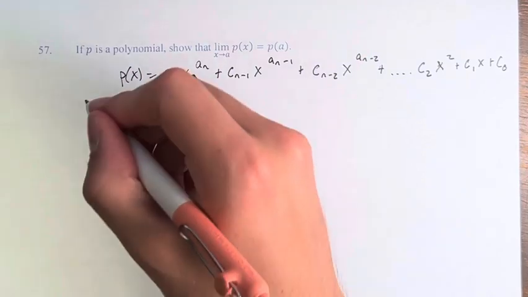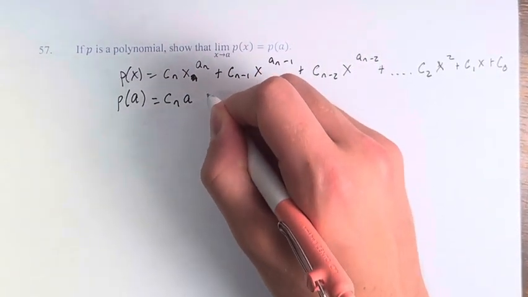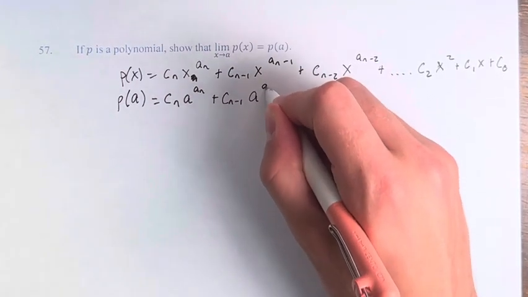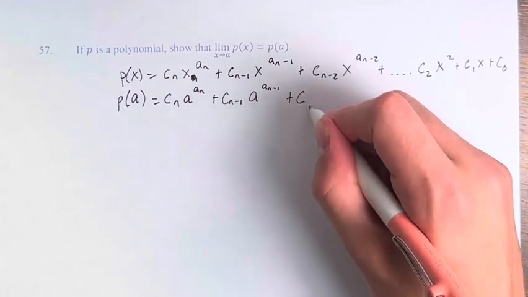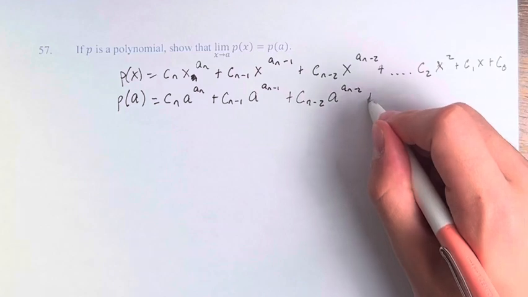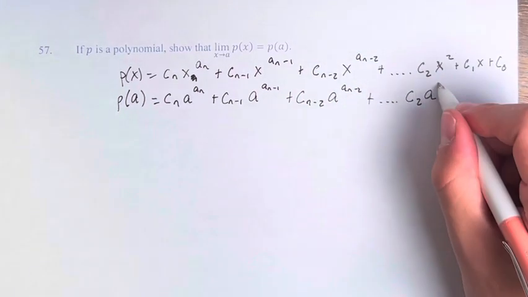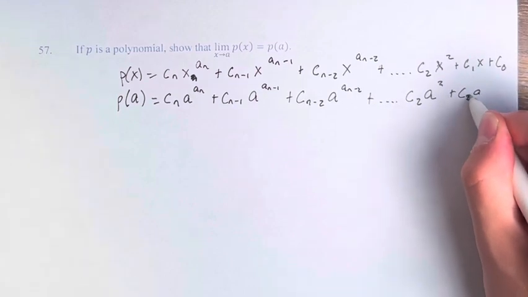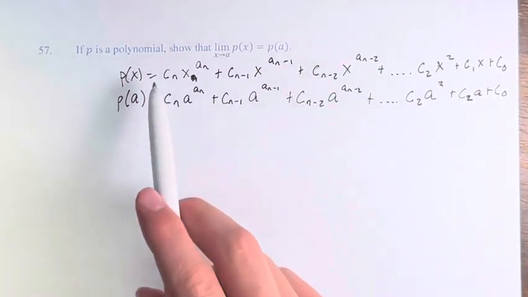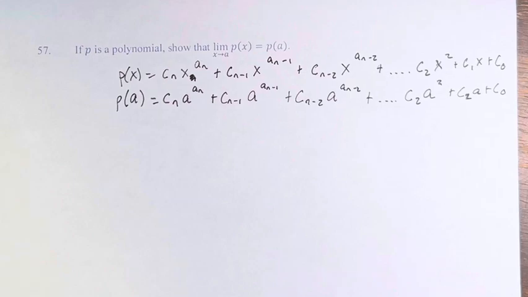And so p of a is just c_n a to the a_n, plus c_(n-1) a to the a_(n-1), plus c_(n-2) a to the a_(n-2), and so on, plus c_2 a squared plus c_1 a plus c_0. And this is just this exact thing, but we plugged in a for x because we're looking at p at a, where a is just some number.